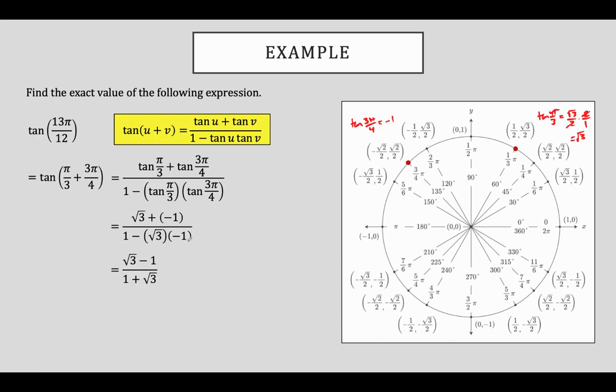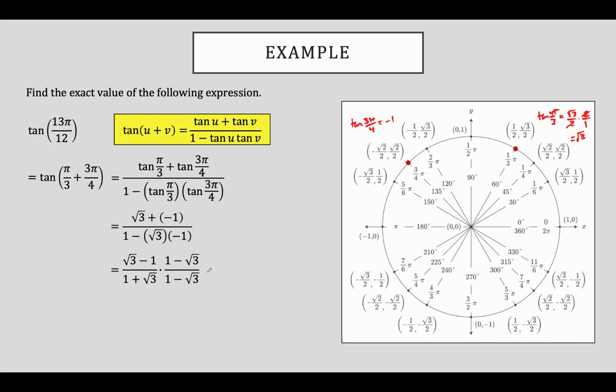Now, this is almost a good answer, except we have a radical in the denominator of our expression. So we need to rationalize our denominator. To do that, we can multiply by the conjugate of our denominator. Multiply by 1 minus root 3 over 1 minus root 3. As you have seen a lot in this chapter, we like multiplying by conjugates, because when we FOIL conjugates, our outer and inner terms are going to cancel out. So we need to FOIL the numerator and FOIL the denominator.